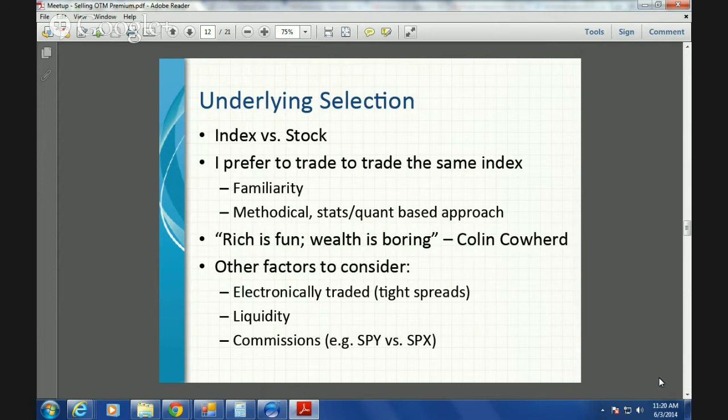What I mean by that is that if you trade the same index over and over and over again, you're going to know what a great price is. You're going to know what prices you've gotten in the past. Based on the current volatility, am I getting a good price? Is $2 a good price? Should I be getting $2.10, $2.15?